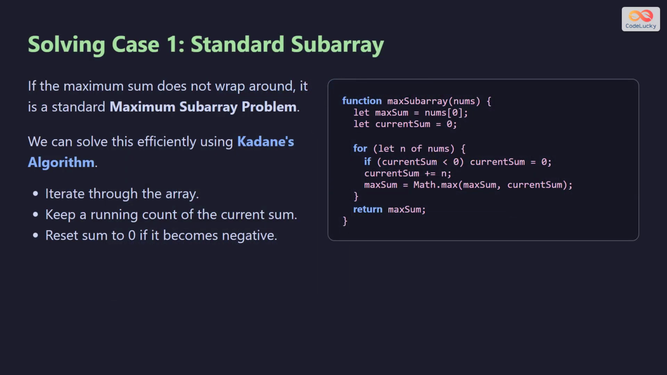Case 1 is straightforward. Since there is no wrapping, we can simply use the standard Kadane's algorithm. We iterate through the list, maintaining a current sum and resetting it to 0 whenever it drops below 0. This gives us the maximum linear sum.